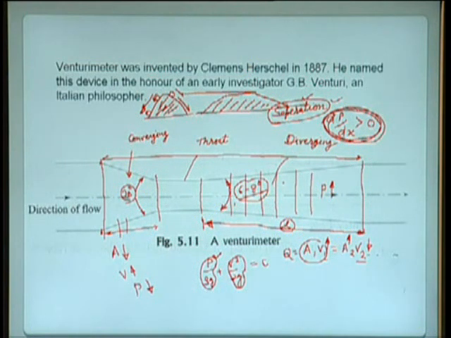So after understanding the basic principle of the Venturimeter, that by changing the area we create a pressure difference, and that pressure difference is measured and related to the flow rate, we will now develop the mathematical relationship.